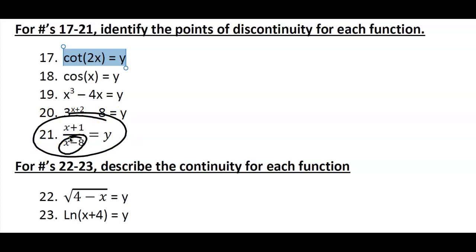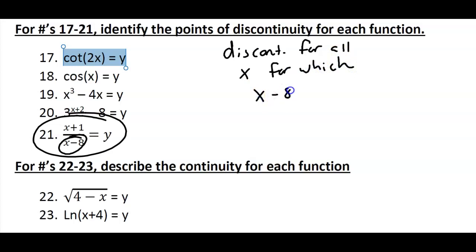So, discontinuous for all x for which x minus 8 equals 0. Or you could just solve for x by adding 8 on both sides, which is x equals 8. And that's it. Discontinuous for all x for which x minus 8 equals 0, or in other words, x cannot equal 8. So there it is. That's the only point of discontinuity for a rational function.